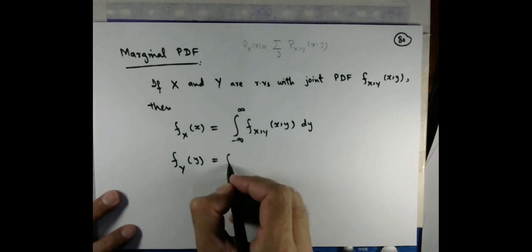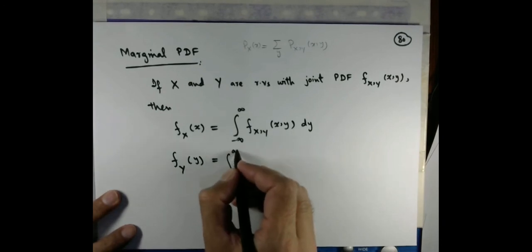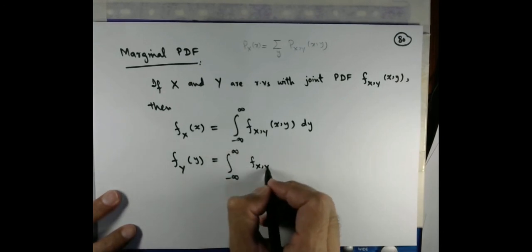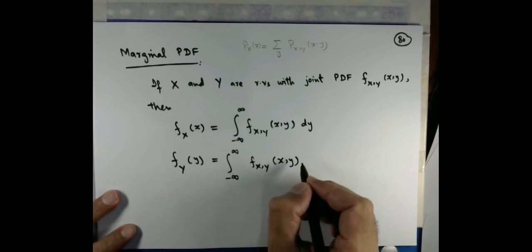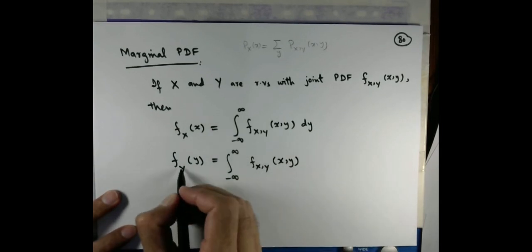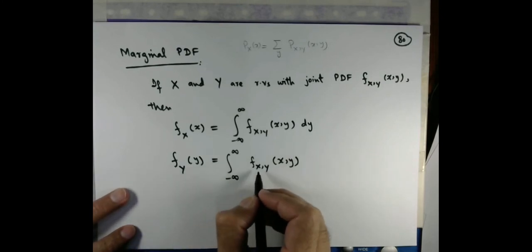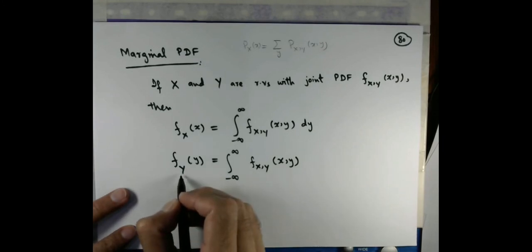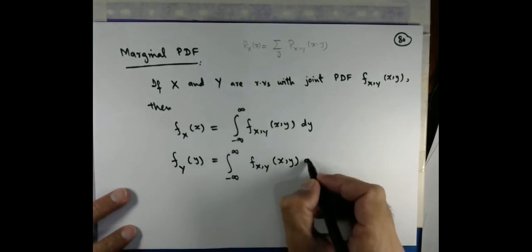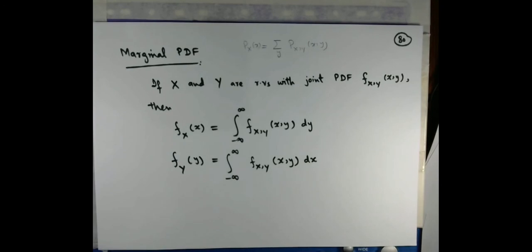And similarly here, if you have the joint PDF available and you want to find the PDF of y, integrate the joint PDF on the variable other than y. So the other variable is simply x. So you integrate it with respect to x.